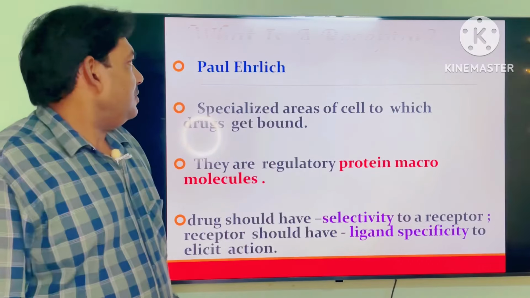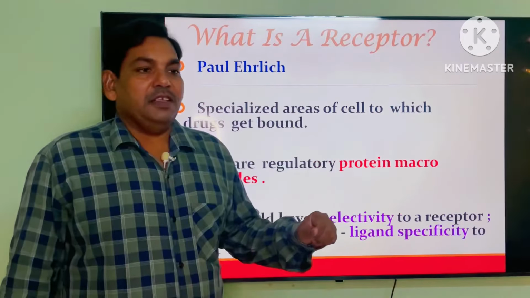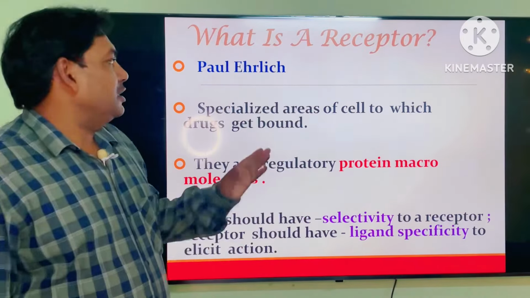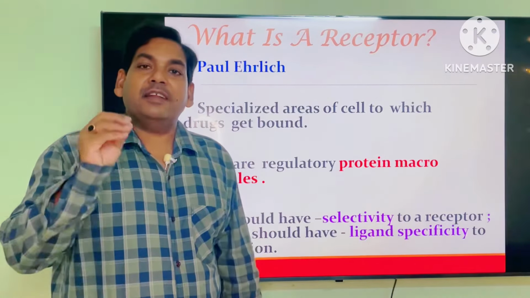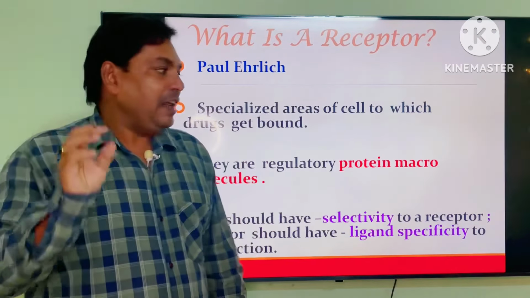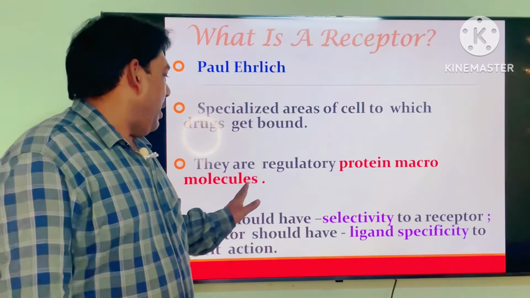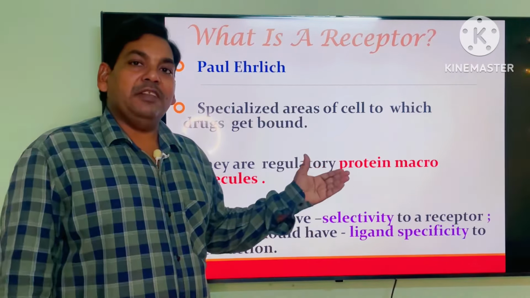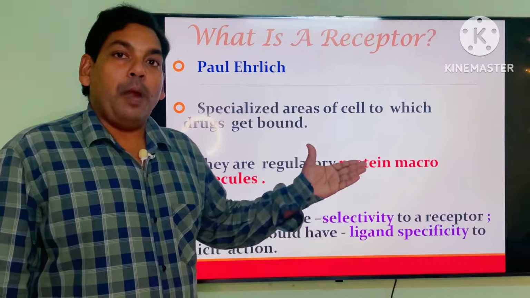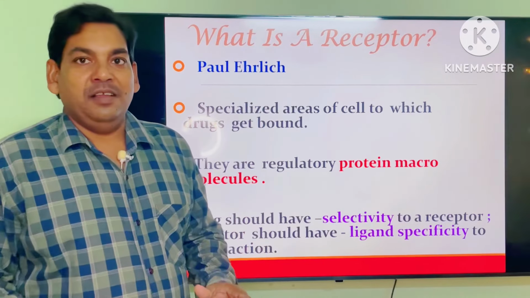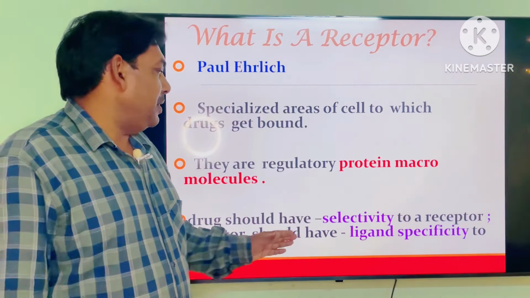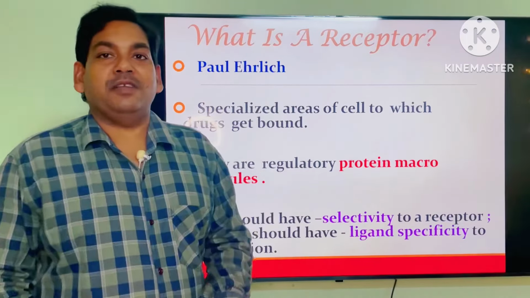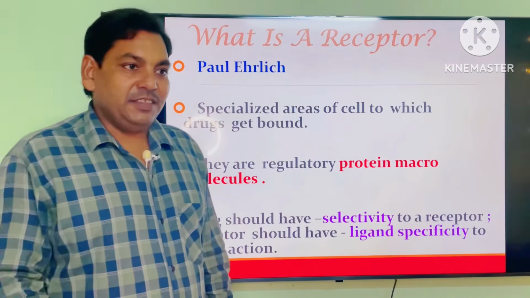Next, what is the receptor? A receptor is a specific protein in the cell, a protein macromolecule, having the specific character to bind any drug, and after that selectively gives some response. That is known as a receptor.